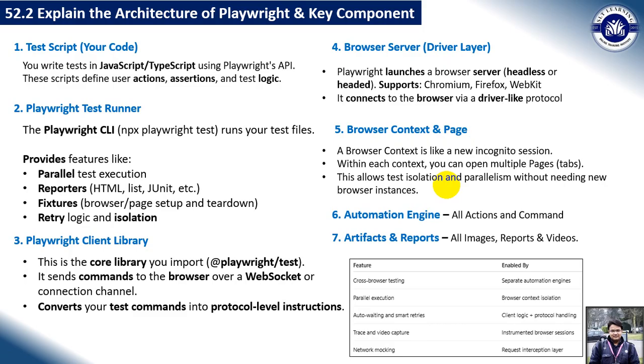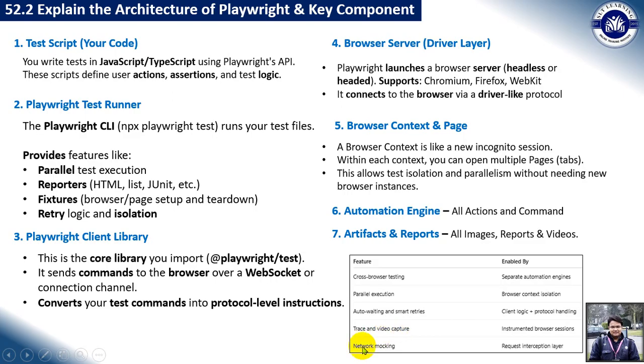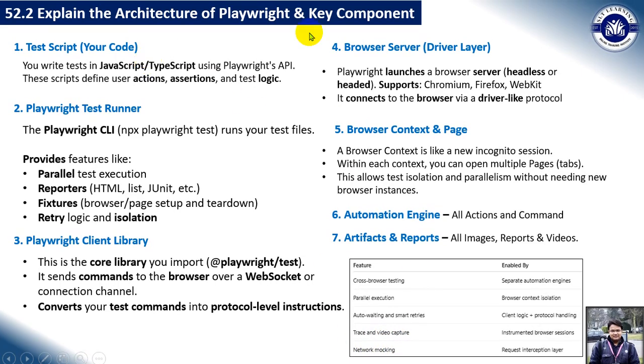Okay, then the automation engine: all the actions and commands will be managed by the automation structure, the framework that you have created, and the artifacts and reports. So all the images, reports, and videos that you're going to store will be handled there. Okay, and the key things about the architecture of Playwright: cross-browser testing is possible, parallel execution is possible, auto waiting is smart, smart retry logic, then trace and video capture, and network mocking. So these are the key things you can achieve using the architecture of Playwright.